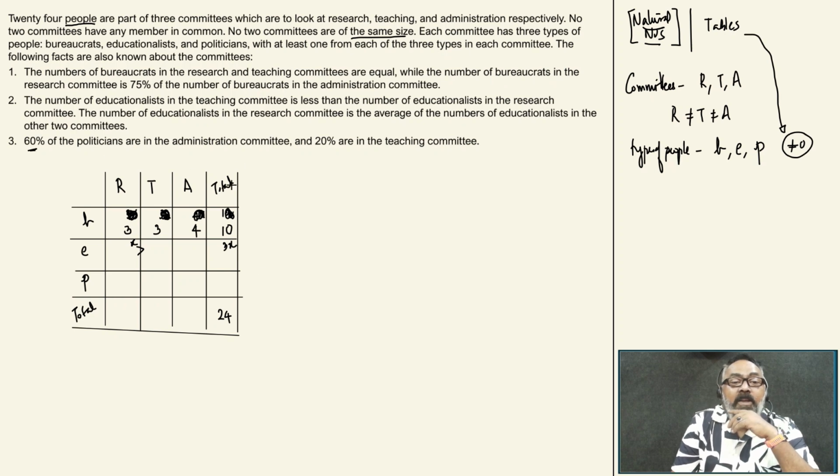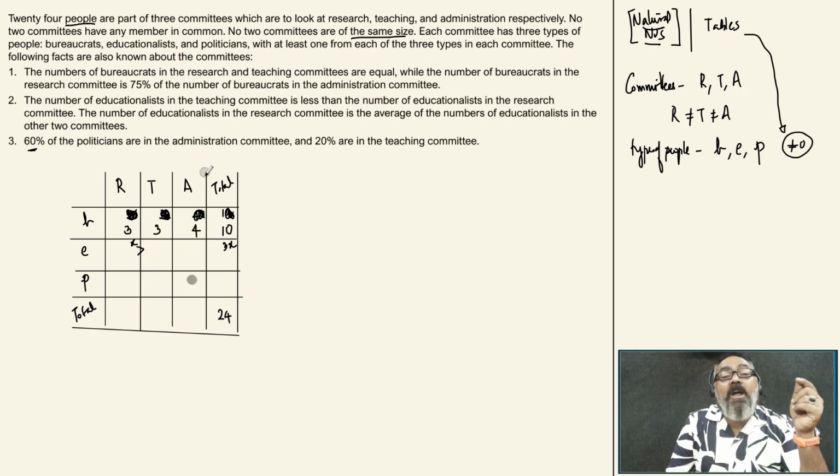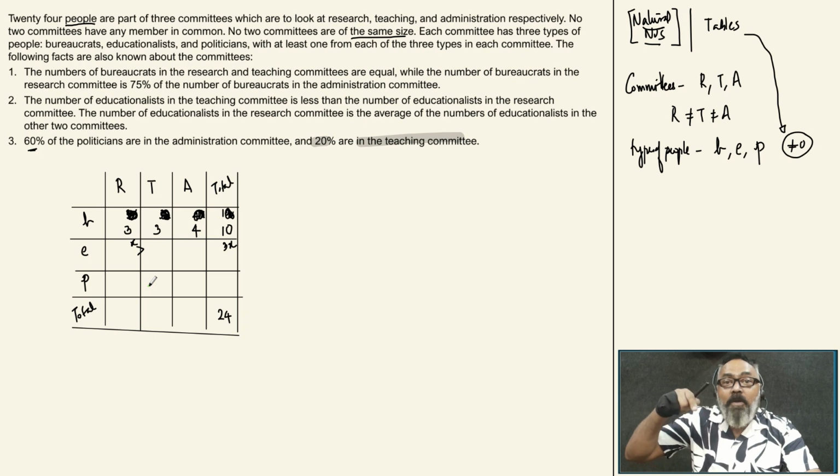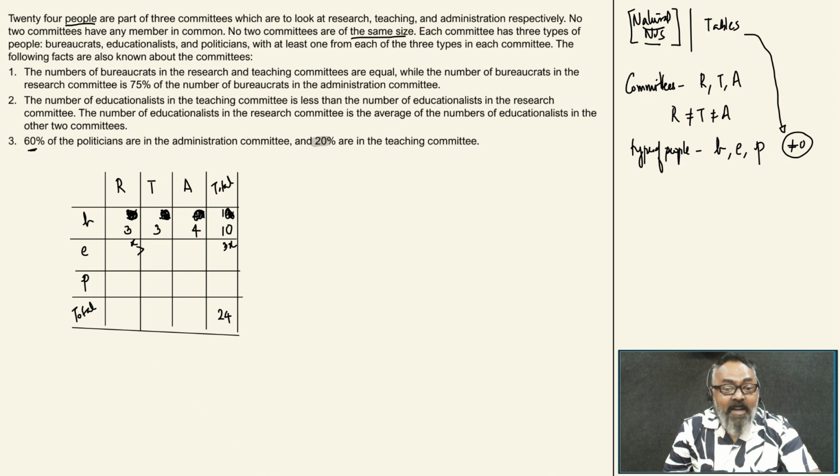60% of politicians are in the administration committee. Of the total, 60% is 3 by 5, 5x, 3x. And 20% are in the teaching committee. 20% of the total are in the teaching committee. 20% is 1 by 5, 5x, 3x. In both the cases, I can deal with the totals.